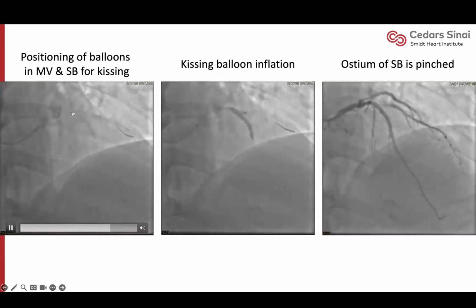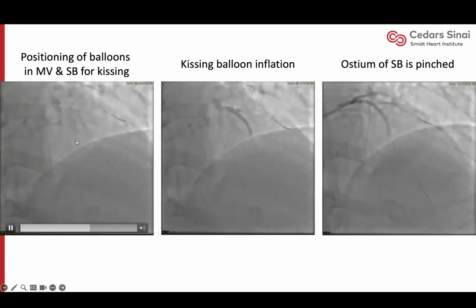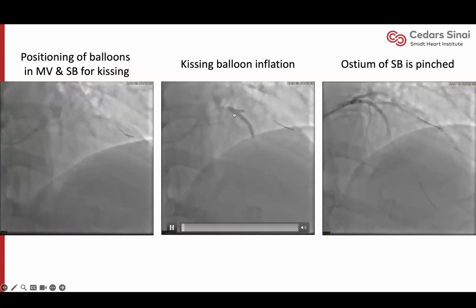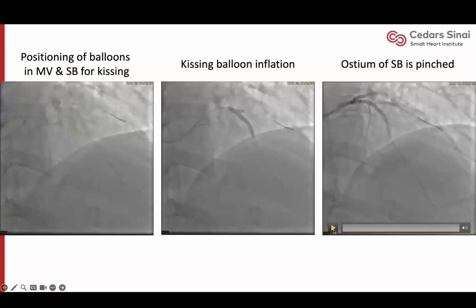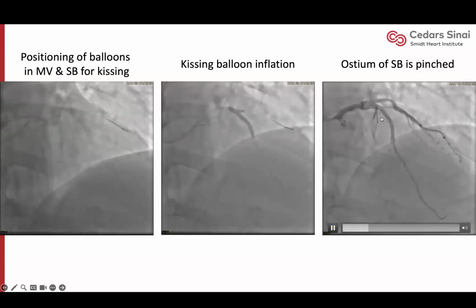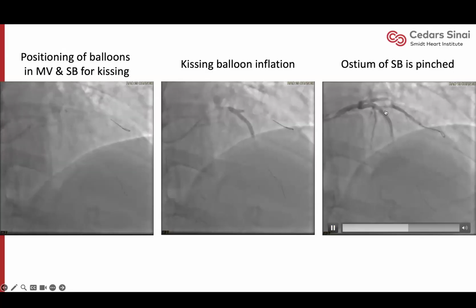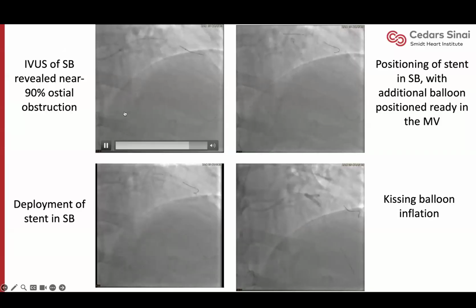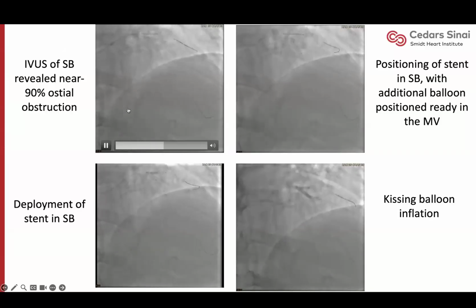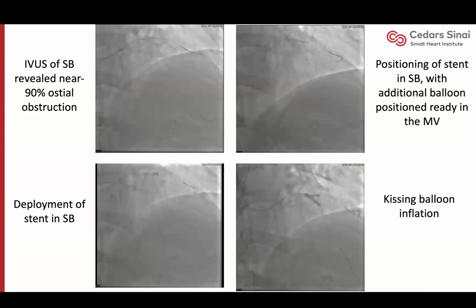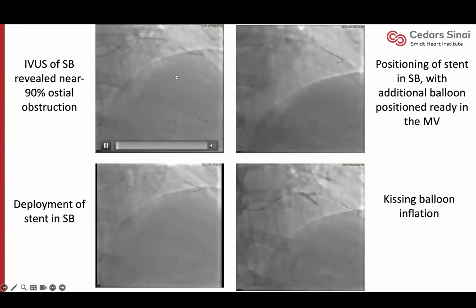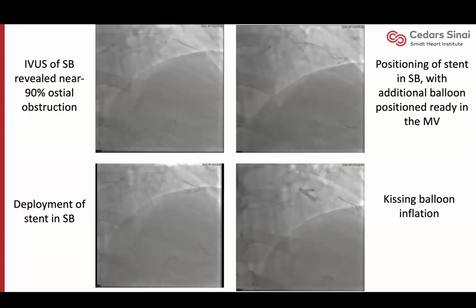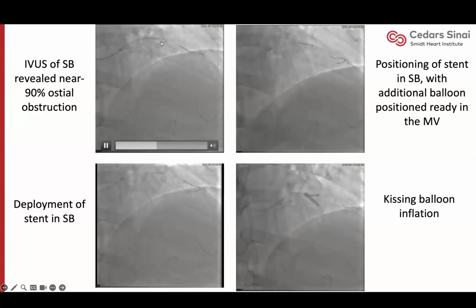Then kissing balloon inflation was performed. Here's the positioning of the balloons in the main vessel and side branch for kissing, and kissing balloon inflation occurred here. Unfortunately, it turns out that the ostium of the side branch ended up being pinched. So in this situation, IVUS was used to reveal what was going on. And it revealed that there was near 90% ostial obstruction in that side branch, even more so than was shown by angiogram. This is the IVUS catheter you can see over here.